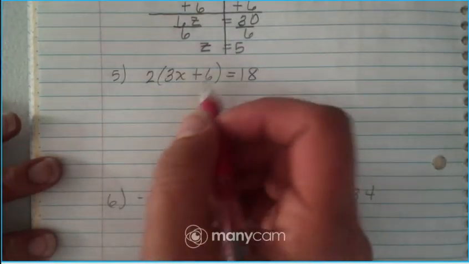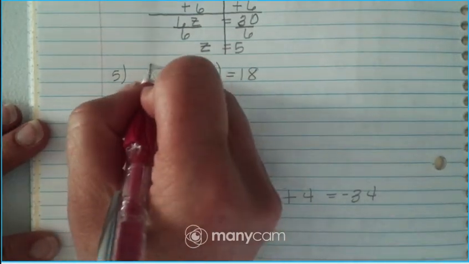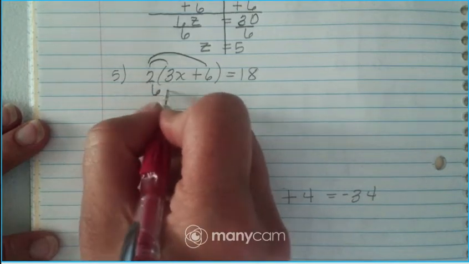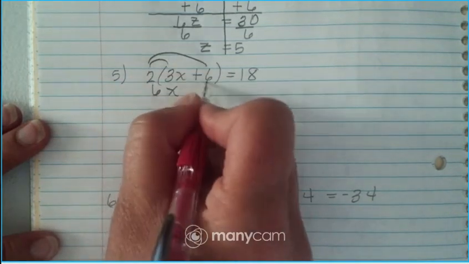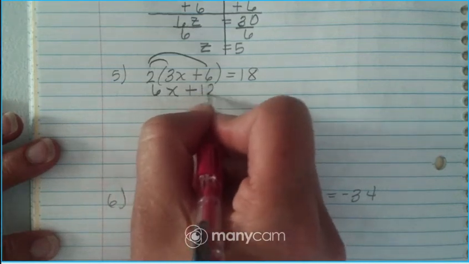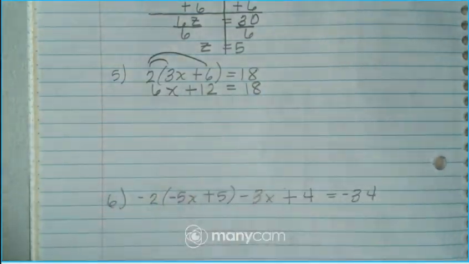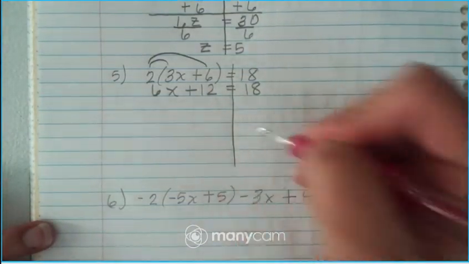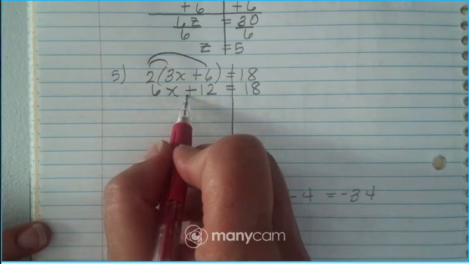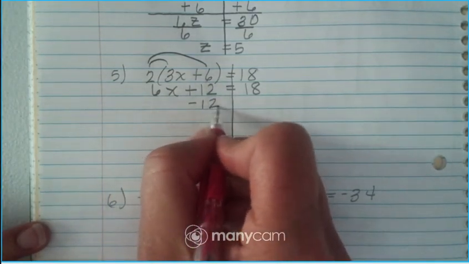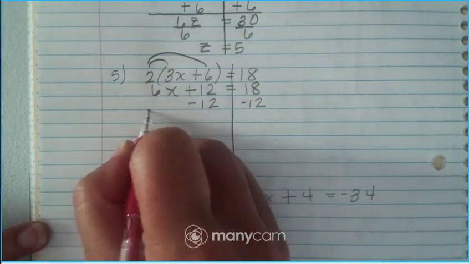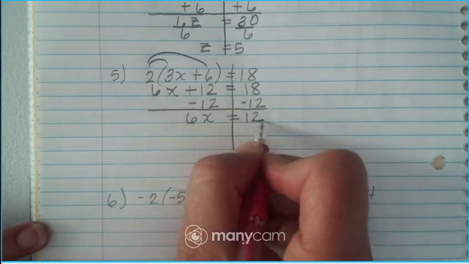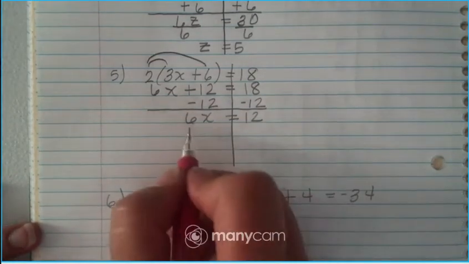All right, next one. It's really the same thing. I'm going to distribute my positive 2. So that gives me 2 times 3x is 6x. 2 times positive 6 is positive 12 equals 18. Now we're right back to just solving. So I need to get rid of that positive 12. So negative 12 to both sides. And then my next thing is divide by 6.